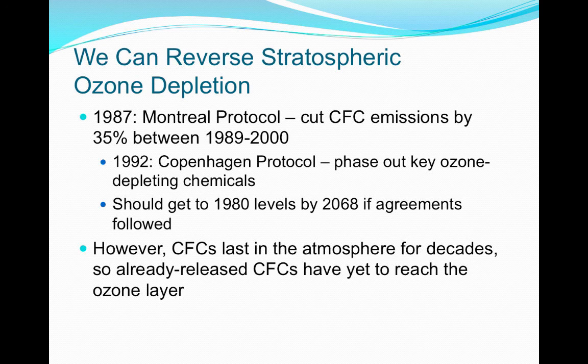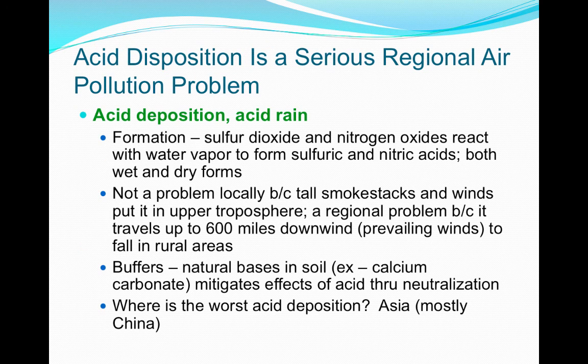We're starting to see some stabilization going on, but we're not going to see real healing of the ozone layer until it's all gone. Okay, last type of air pollution we're going to talk about is called acid deposition. We're back in the troposphere again. How does acid deposition form?